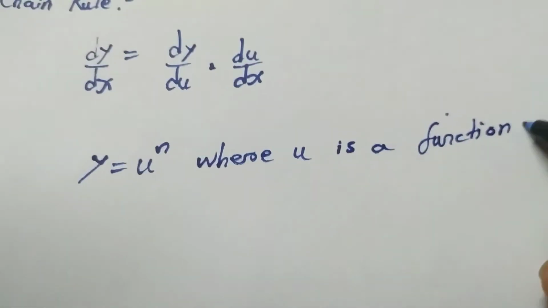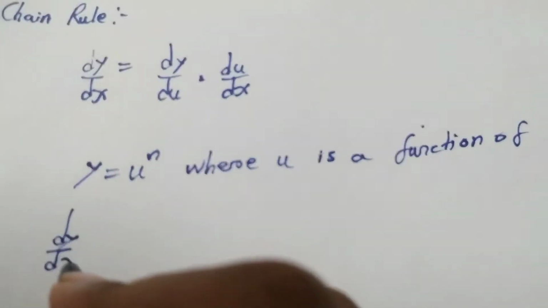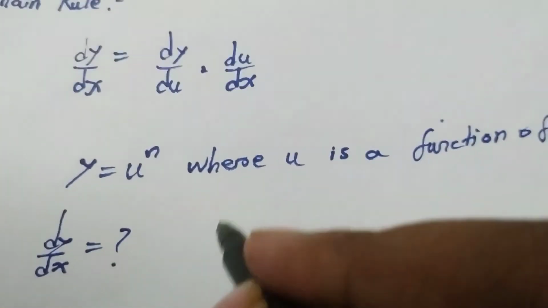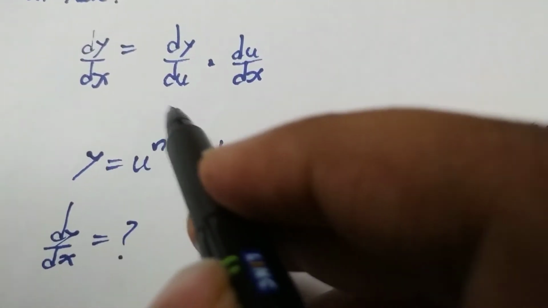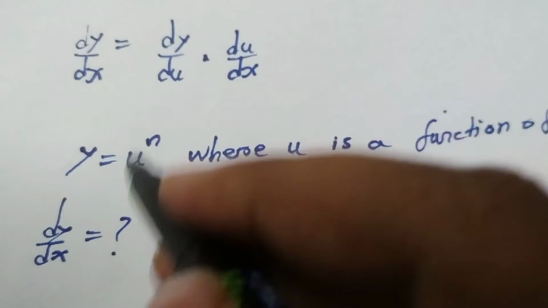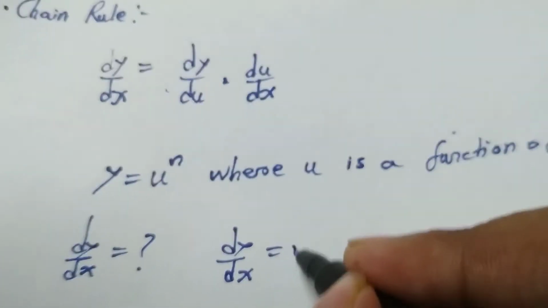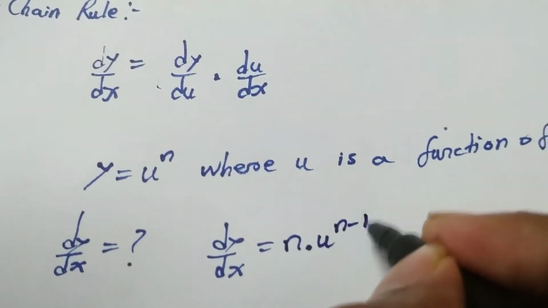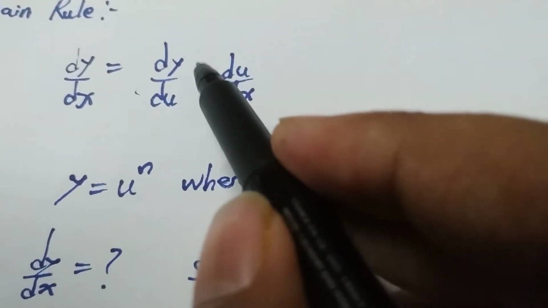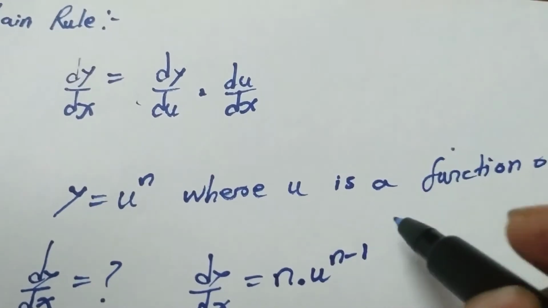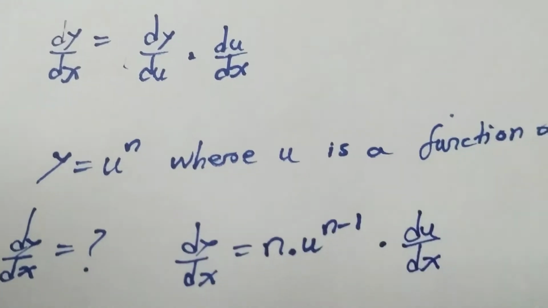That is, u depends on x. U is a function of x and we are asked to find out dy dx. Then how to find it? Dy dx is equal to, we will differentiate this with respect to u, dy du. We know this formula, therefore we have n into u to the power n minus 1, and then differentiation of u with respect to x, that is multiplied with du dx. Thus this will be our answer.